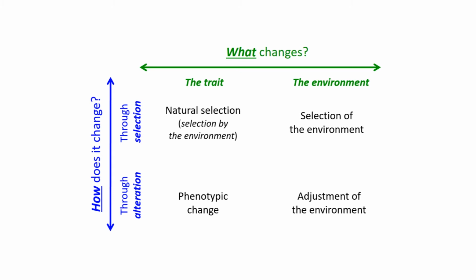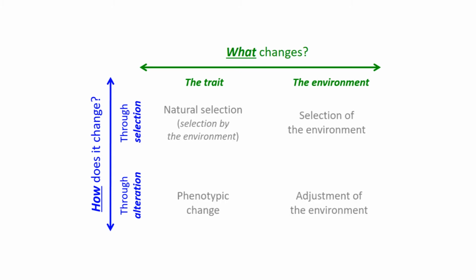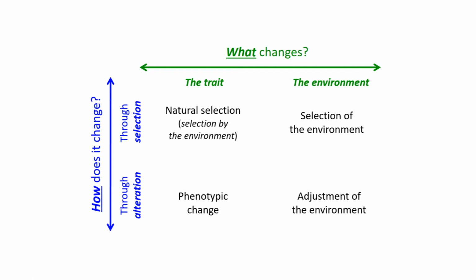The combination of these two axes then provides us with 4 possible processes that can increase fitness. The characteristics of the row and column in which each is placed highlights how it compares to the other 3 processes.